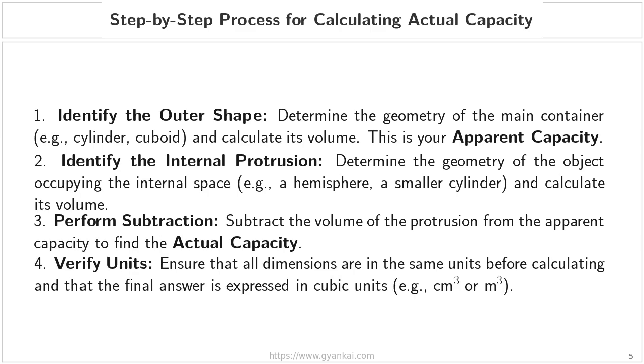Finally, and this is a crucial step to avoid errors, always verify your units. Before you even begin your calculations, ensure that all dimensions, like radius and height, are in the same units. And once you reach your final answer, make sure it is expressed in the correct cubic units, such as cubic centimeters or cubic meters. Following these 4 steps will ensure your calculations remain accurate and organized. Now that we understand the difference between apparent and actual capacity, let's walk through a clear, step-by-step strategy you can use to solve any problem of this type.